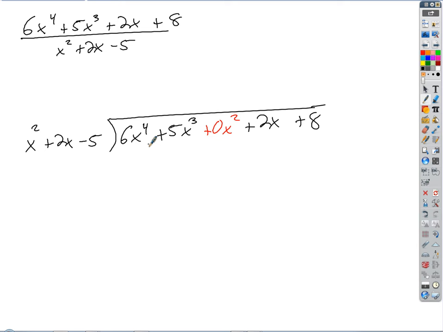So really the question I'm asking is, 6x to the 4th divided by x squared is what? 6x squared. See what I'm saying? So x squared times what is 6x to the 4th? 6x squared. What do you think I do with that 6x squared?